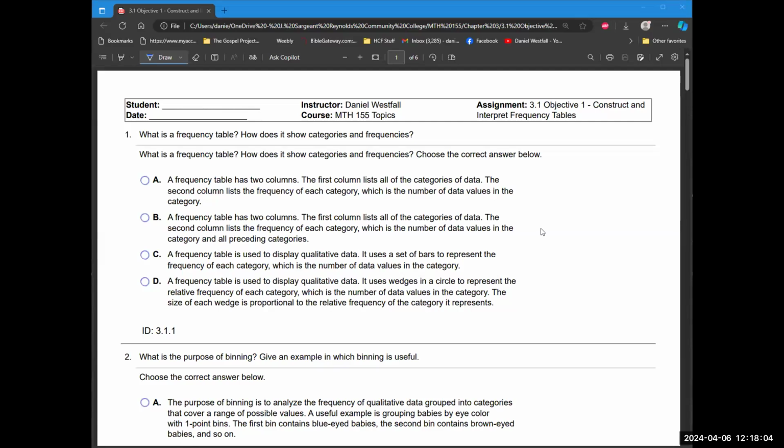So let's start off with the first few questions here. What is a frequency table and how does it show categories and frequencies? A frequency table has two columns. The first column lists all of the categories of data, and the second column lists the frequency of each category, which is the number of data values in the category. So that's option A.